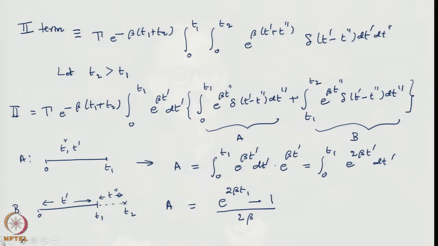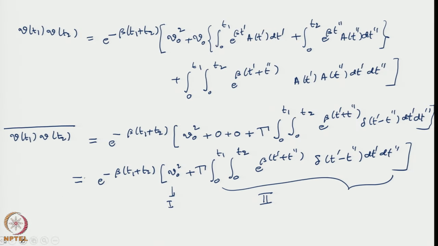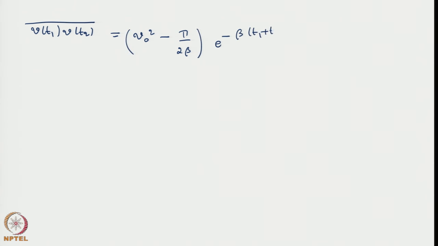So, we can now put the first and the second terms together. You can see here the first term is simply V naught square e to the power minus beta (T1 plus T2). Combining all that, we can write V(T1) V(T2) bar as V naught square minus gamma by 2 beta, multiplying e to the power minus beta (T1 plus T2), and another term gamma by 2 beta into e to the power minus beta mod (T2 minus T1). It is only a rearrangement.